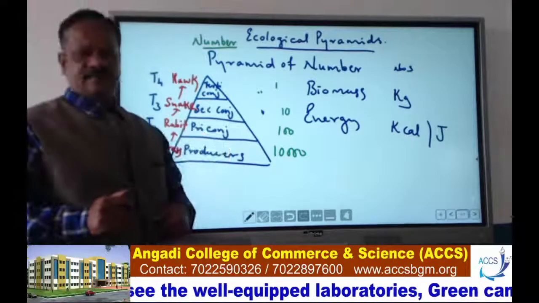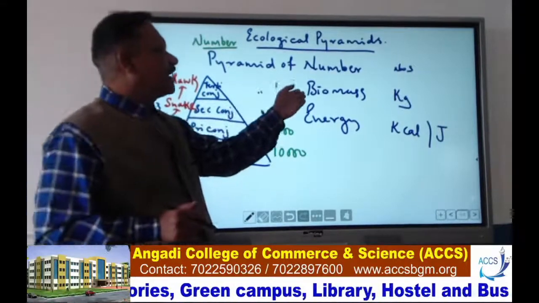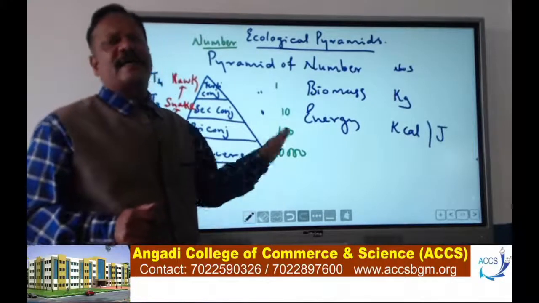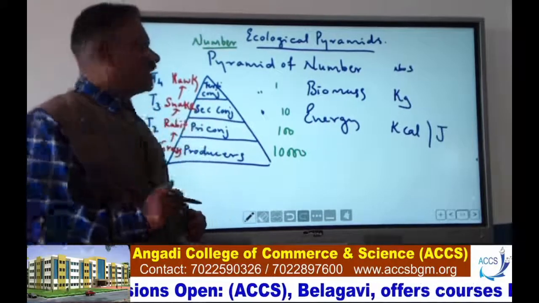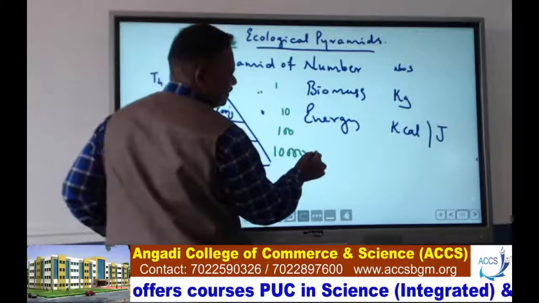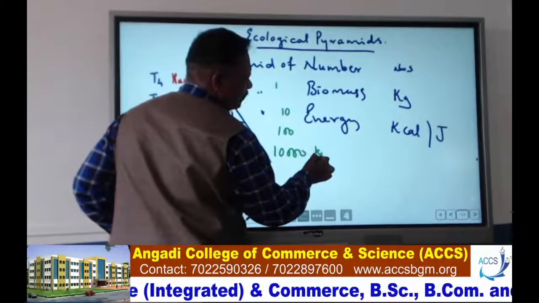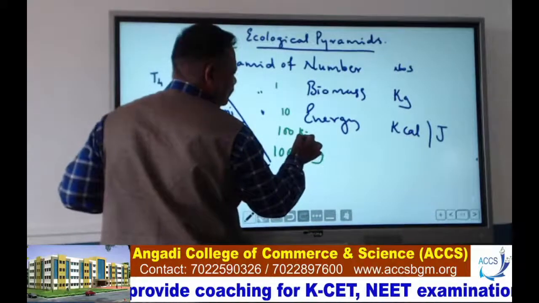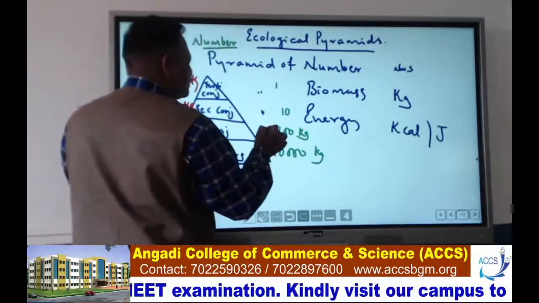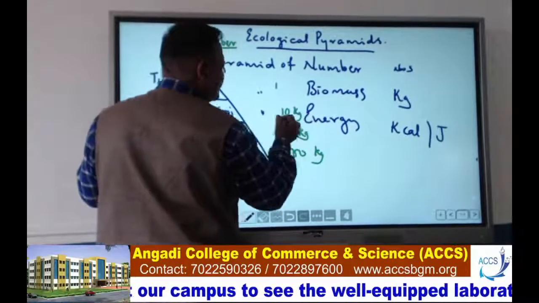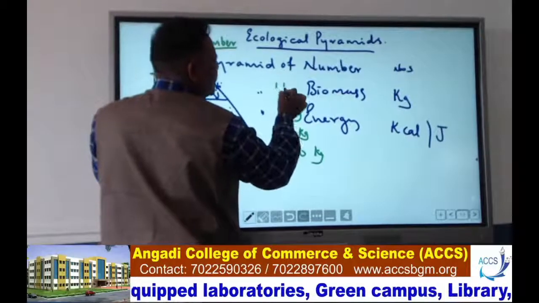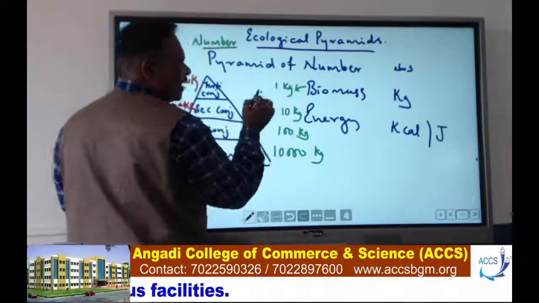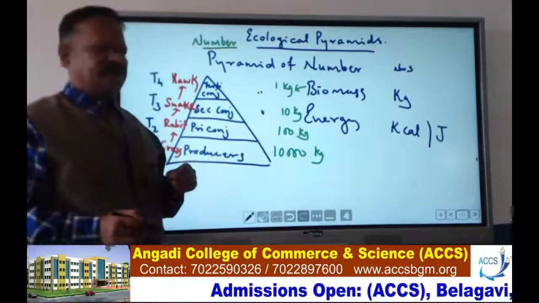On the other hand, if you are taking the pyramid of biomass, instead of number, you have to calculate in kgs. That is, here 10,000 kg of grass, 100 kg of rabbit, then 10 kg of snake, then 1 kg of hawk. This calculation becomes the pyramid of biomass.